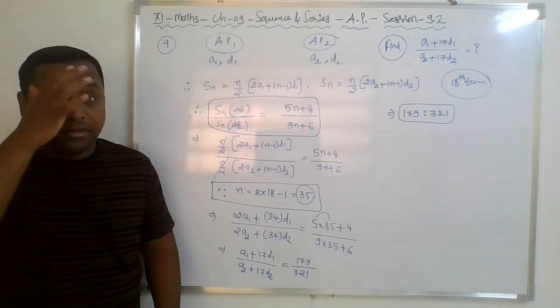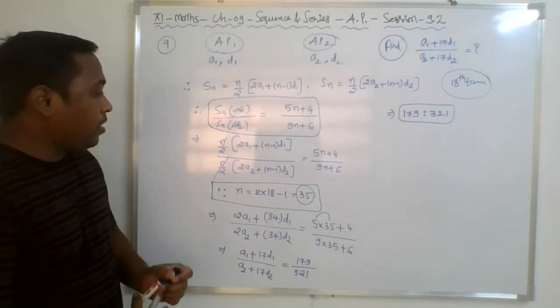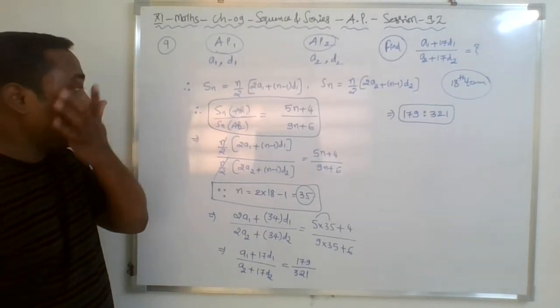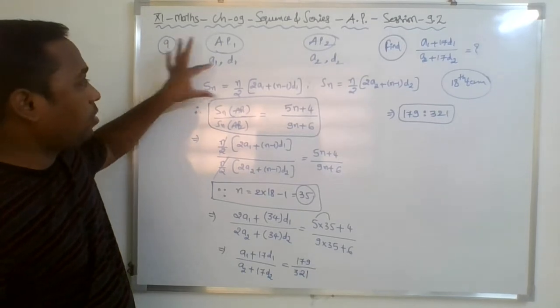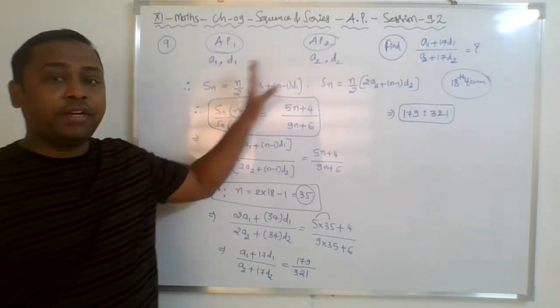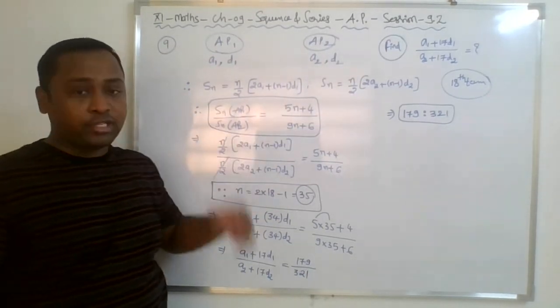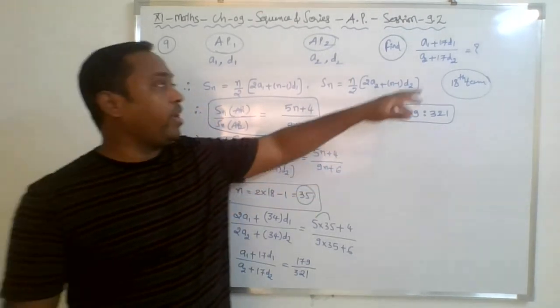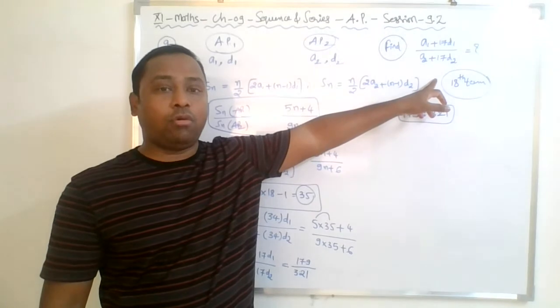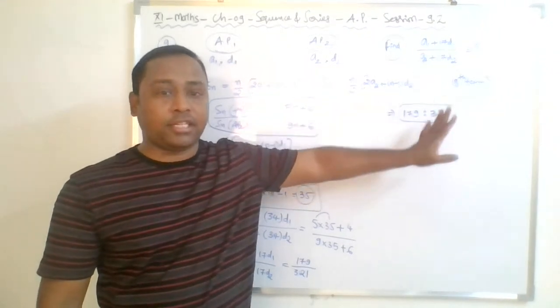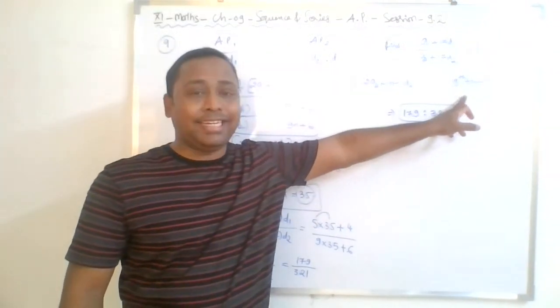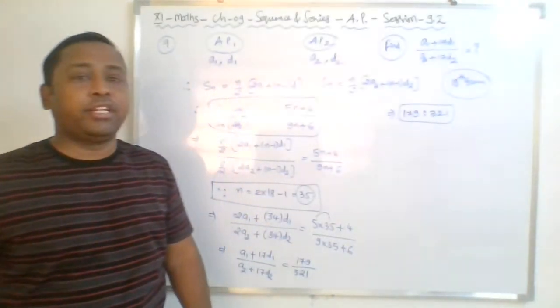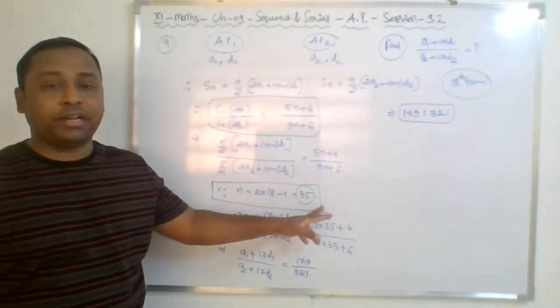So friends, here you can understand, the sum of the n terms of an AP is given for two different APs in expression form. With the help of this, we are going to find the ratio of the corresponding terms. If it is the 18th term they are asking, you need to substitute n is equal to 35.